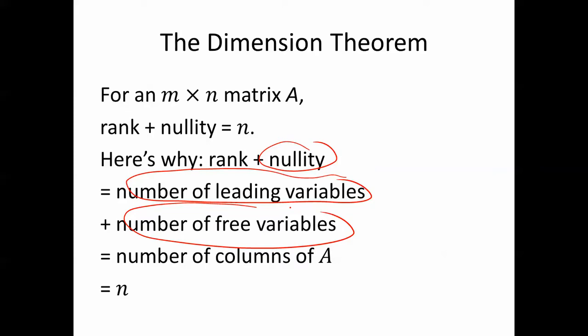So when you add together the number of leading variables, which is the rank, and the number of free variables, which is the nullity, you get the number of variables, which is the number of columns, which in this case is n.